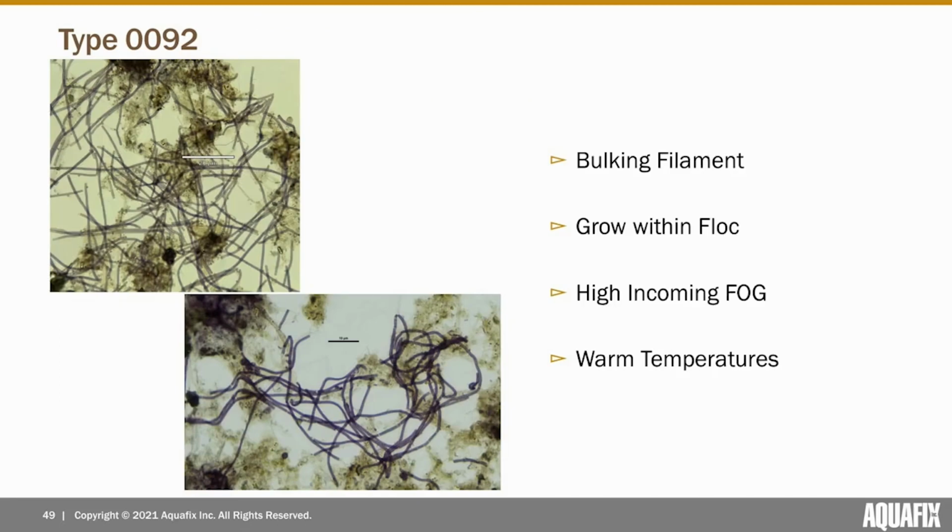Type 0092 is a Neisser positive filament that can cause bulking to occur if abundant enough. This filament grows within floc and it can interfere with settling properties. However, at low levels, it can help provide strong floc structures. This filament thrives in systems with high levels of fats, oils, and greases, or FOG, as well as warm temperatures, specifically those above 18 degrees Celsius.